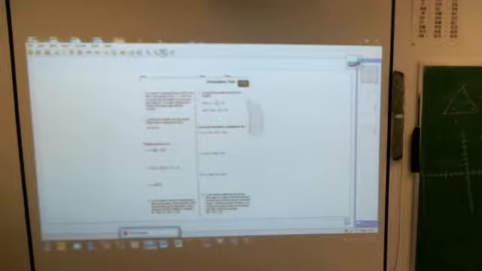4 is negative 6x cubed minus 24x squared plus 26x plus 12. 5 is 3s squared t squared times the square root of t. Number 6 is yes. The constant of variation is negative 5. 7 is no, because they don't have the same slope.